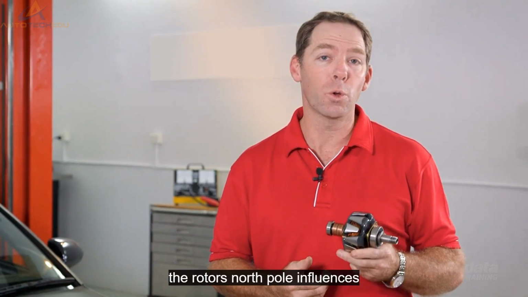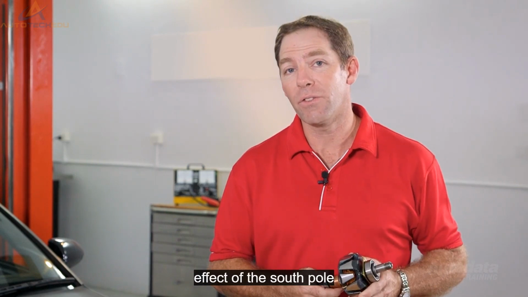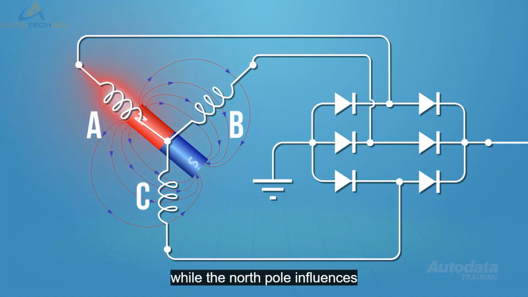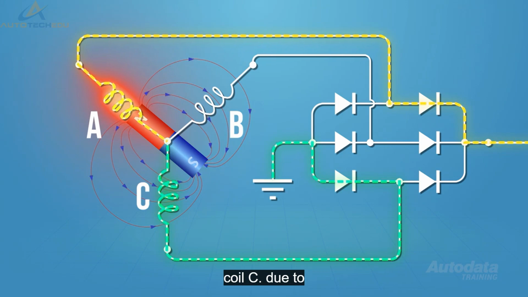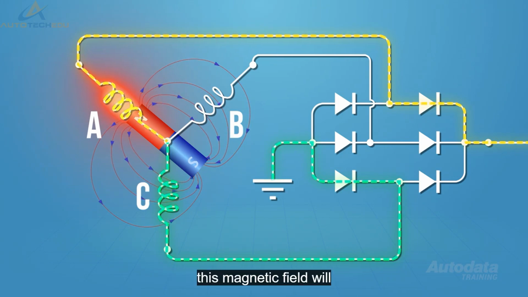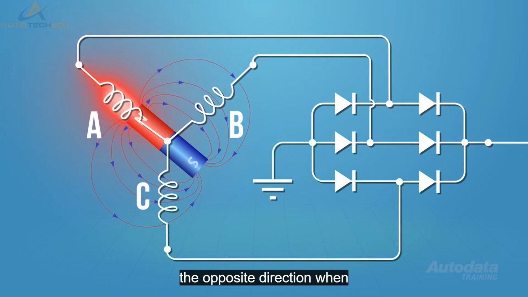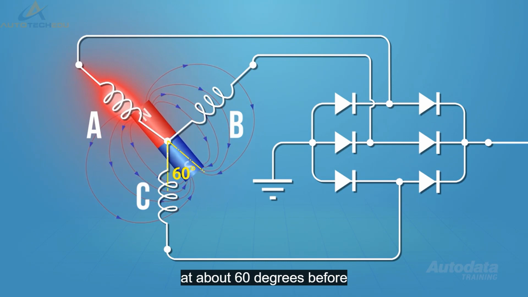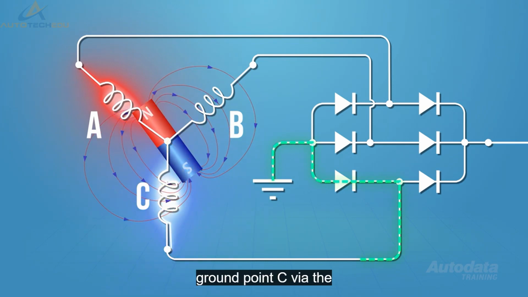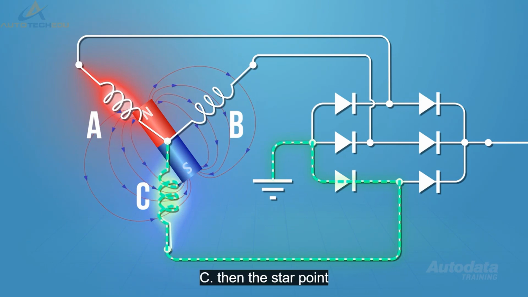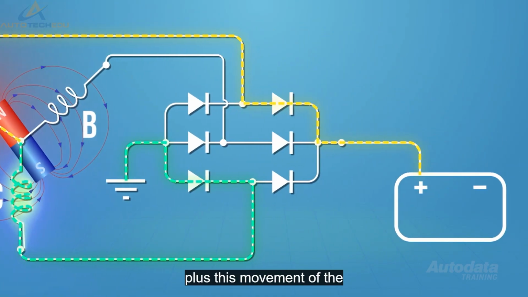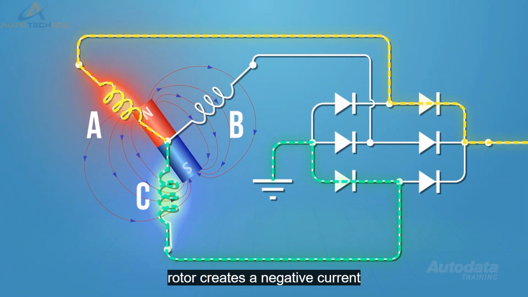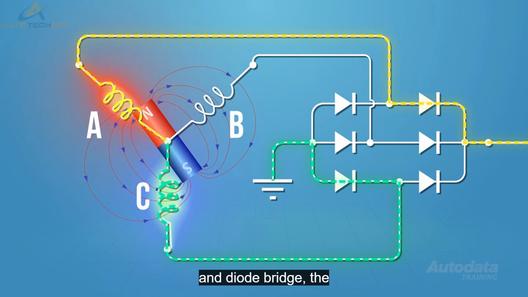Now that we understand how the rotor's north pole influences positive current flow, let's have a look at the effect of the south pole on the same windings. While the north pole influences stator coil A, the rotor's south pole begins to induce current flow in coil C. Due to the laws of magnetic induction, this magnetic field will now induce current flow in the opposite direction. When the rotor passes a point at about 60 degrees before leg C, current flows from ground point C via the negative bias diode, through coil C, then the star point, through coil A and onto diode pair A, past the positive diode, then to B+. This movement of the rotor creates a negative current in coil C, but due to the series connection and diode bridge, the current is routed through coil A and onto the battery as a positive flow.